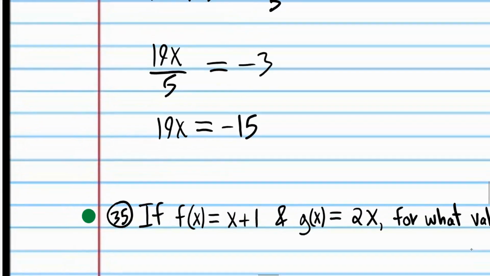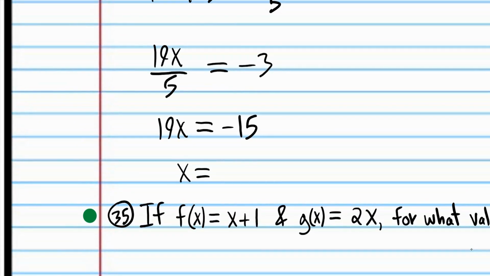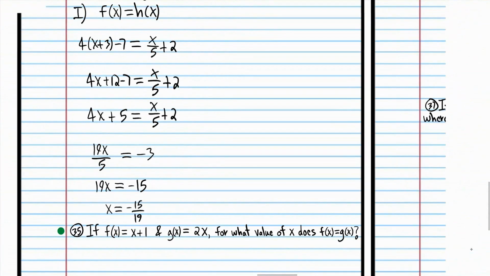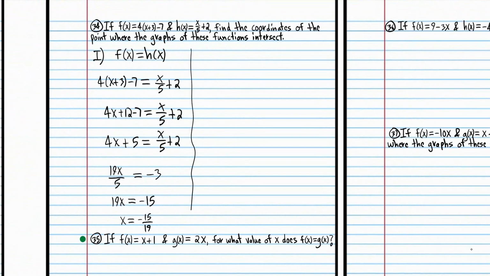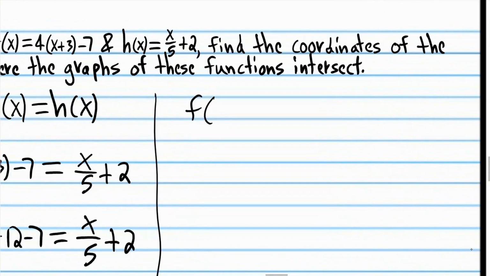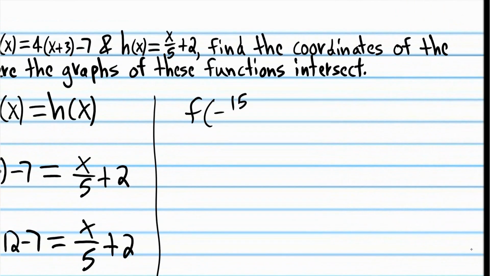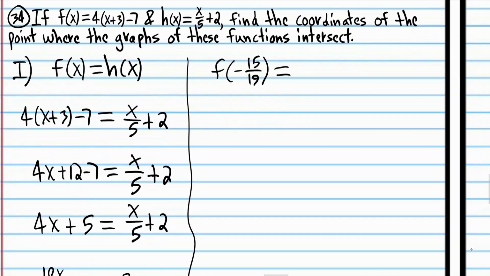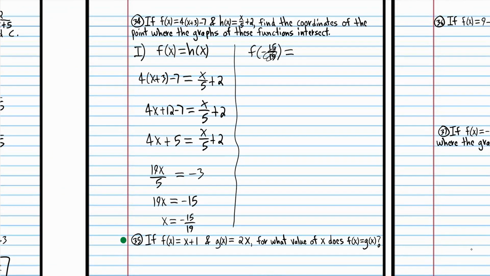So in the first step, we find the x value of the point of intersection, which is negative 15 over 19. The second step of the problem is to find a y value. We can use f or g, it doesn't matter. But I'm going to plug in negative 15 over 19. So I got that from down here. That's the x value of the point of intersection.